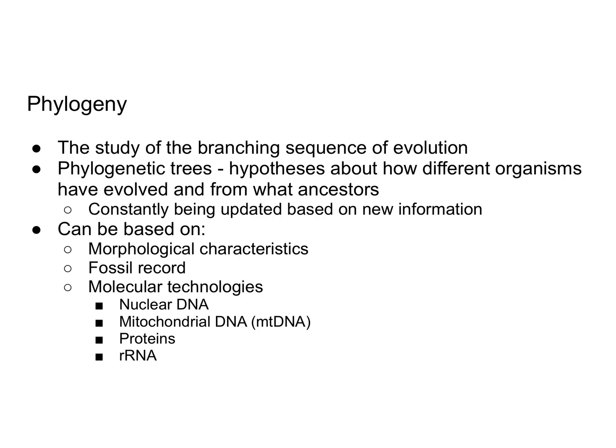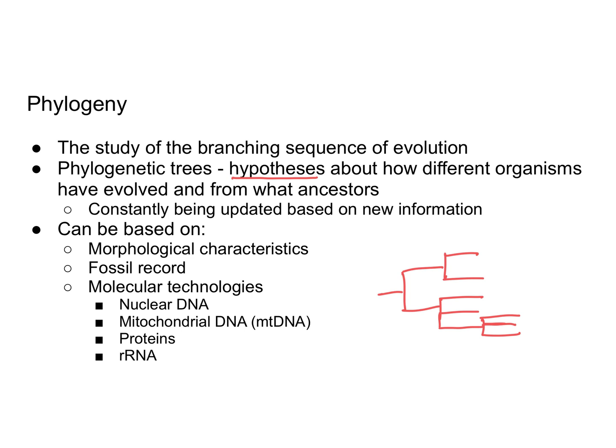In this video, we're going to take a look at animal phylogeny and classification. Phylogeny is just the study of the branching sequence of evolution. So phylogenetic trees are these kind of branching diagrams that show relationships between organisms and their shared ancestors. Now, these trees are hypotheses.